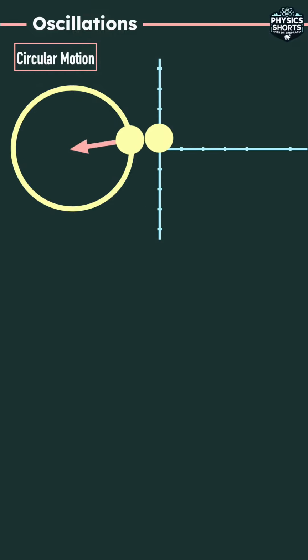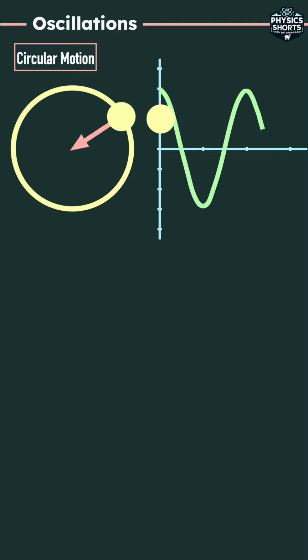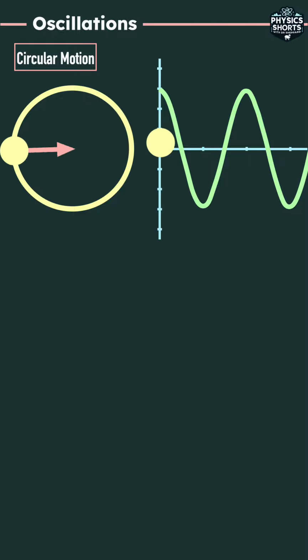This is because we are viewing one component of the displacement. If we trace this on a moving sheet of paper, we would draw a sinusoidal wave. And this allows us to use the same language in circular motion and waves.